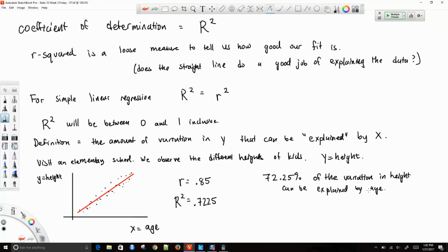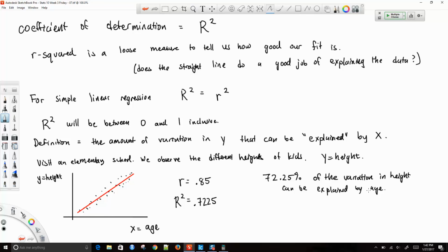Okay, all of these other things go into determining someone's height. And so what r squared does is it says if age is the only thing that we're looking at, r squared says age explains about 72.25% of the variation in y. The rest of that variation, the rest of the reason why some kids are tall and some kids are short, comes from different reasons, okay? And so that's the meaning of r squared there.